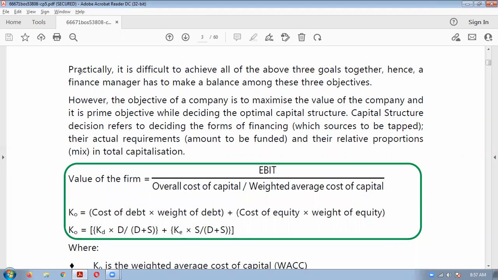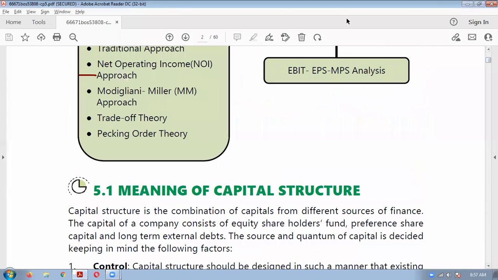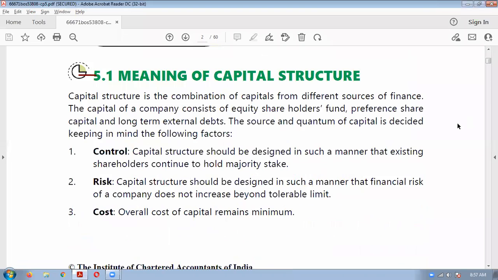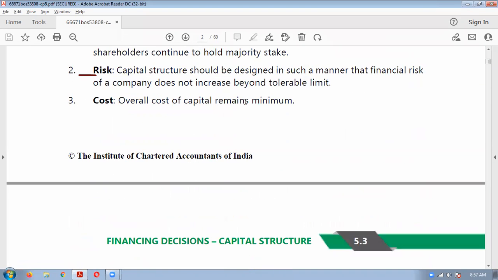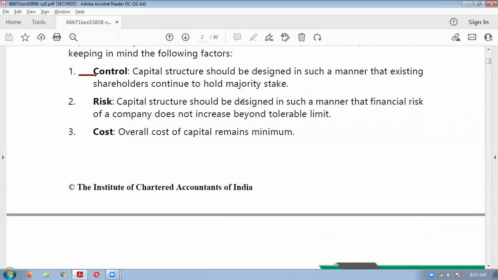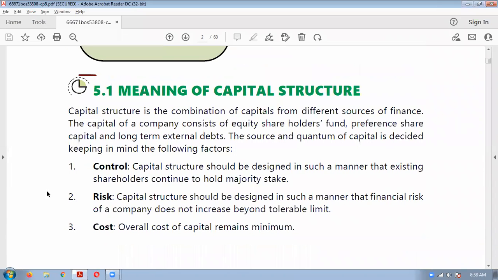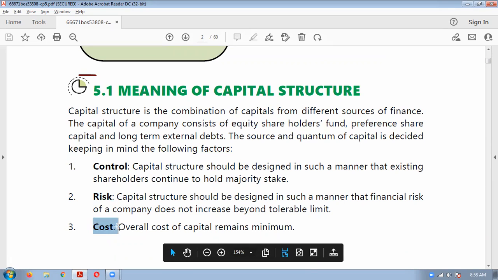Now, practically, if you see, all these three are conflicting with each other. If you want to reduce the cost, then it will be difficult for you to achieve the risk principle, because if you want to reduce the cost, you will have to increase the debt capital. So risk will be there. At the same time, if you want to maintain controllability, then also you will reduce the equity. If you want to reduce risk, then you will have to go for equity, then your control and cost factor will be affected.